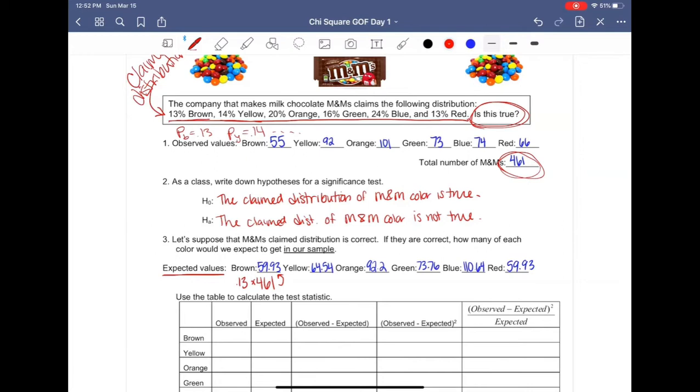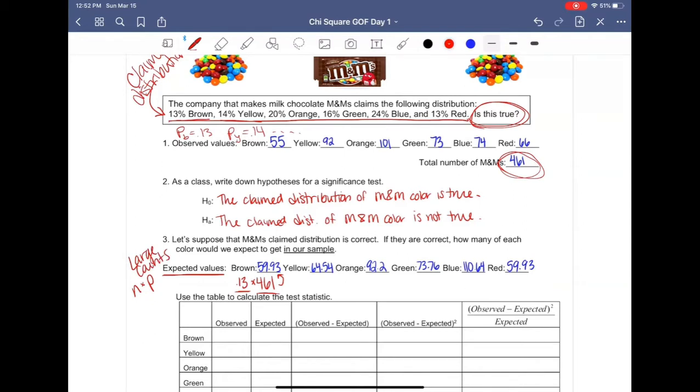Now let's talk about what these values mean. This first part here, this 13%, came from the claimed distribution, and that's a proportion, so I'm going to use the variable P. And this 461 was our sample size, so I'm going to use the variable N. So what I did here was N times P, which is something you've probably heard many times this year. That is our large counts condition that we check. So N times P.